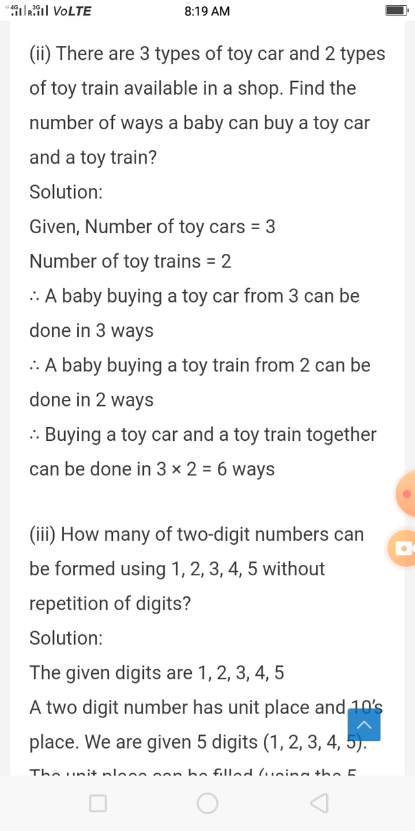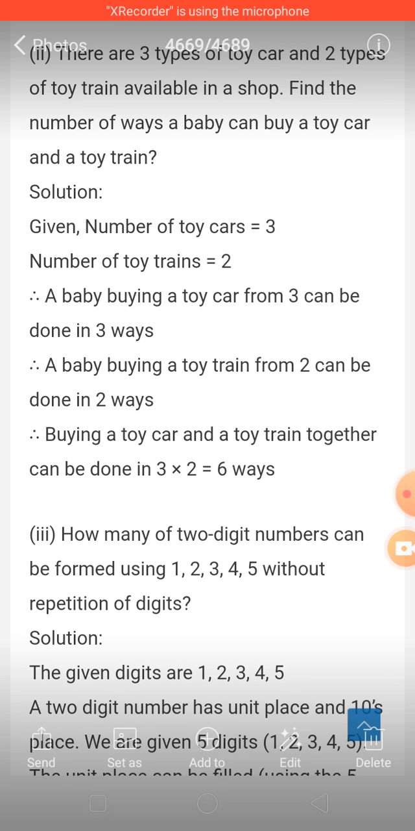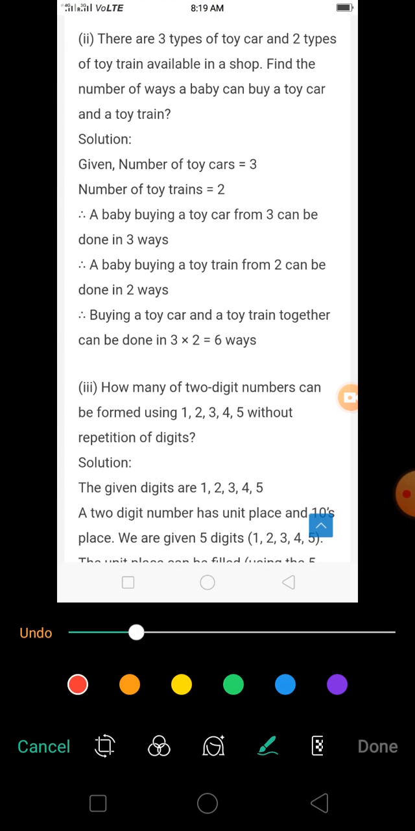Second question. There are 3 types of toy car and 2 types of toy train available in the shop. Find the number of ways a baby can buy a toy car and a toy train. So 3 types of toy car and 2 types of toy trains are available. One baby wants to buy a toy car and a toy train. So look at this line: baby can buy a toy car and a toy train. OR means you need to add the values, AND means you have to multiply the values.